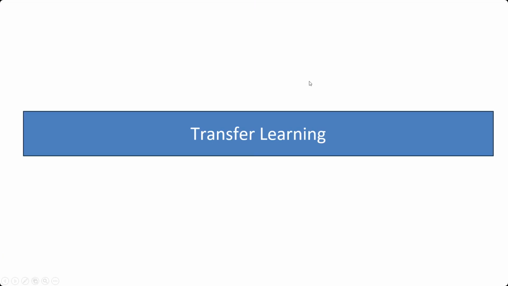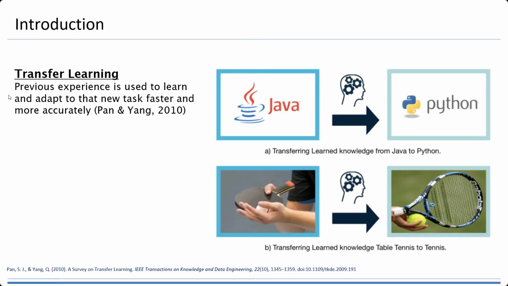Now let's look at the definition of transfer learning. What is transfer learning? Based on the definition by Han and Young in 2010, he mentioned that in transfer learning we use previous experience. Previous experience is used to learn and adapt to new tasks faster and more accurately.